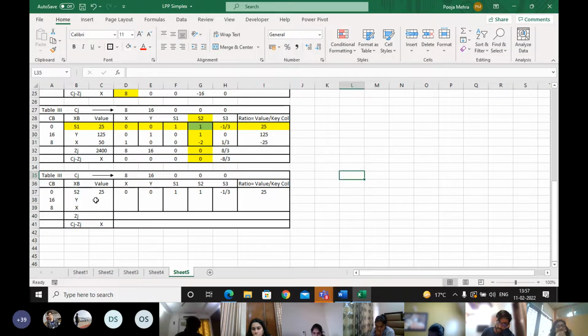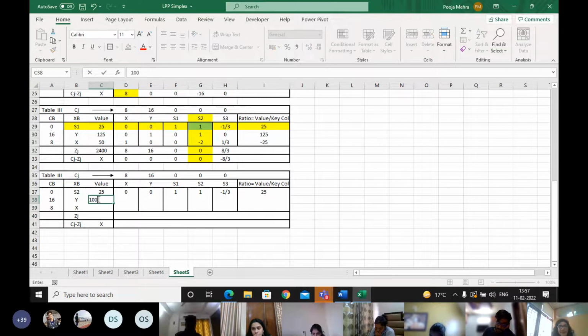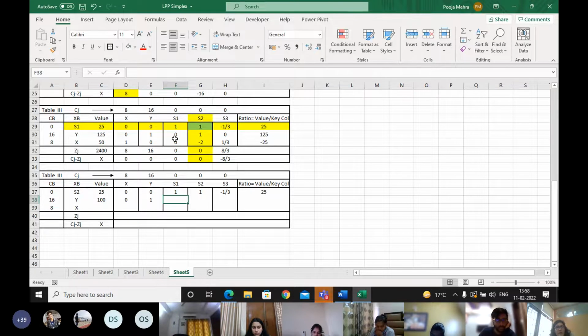Chaliye, let's calculate the second row corresponding to this. 125 minus 1 into 25, so it becomes 100. So 0 minus 1 into 0, it is 0. 1 minus 1 into 0. 1 minus 1 into 0, it is 1. 0 minus 1 into 1, minus 1. And then 1 minus 1 into 1 minus 1 into 1, that is 0. Then 0 minus 1 into minus 1 by 3, it is 1 by 3.